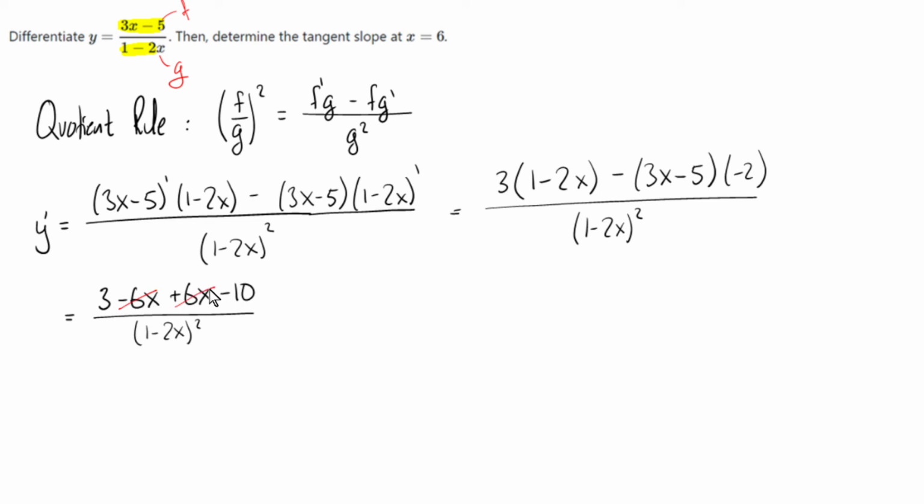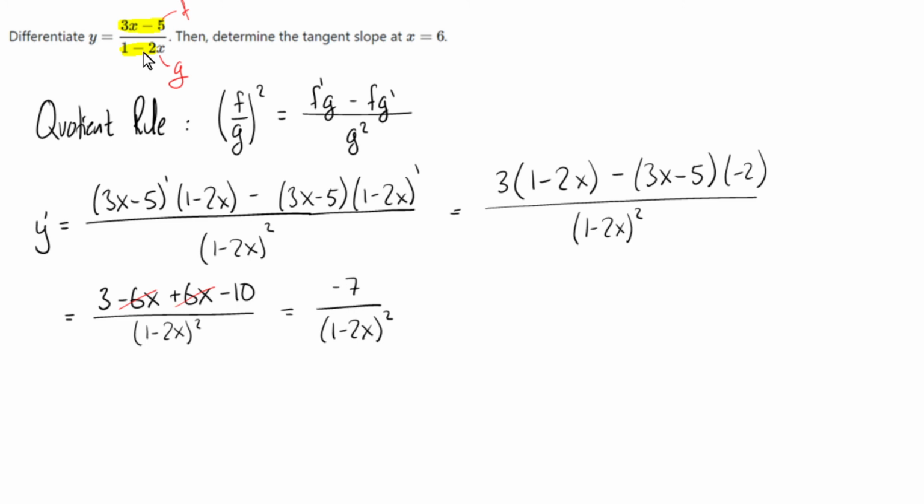Negative 6x plus 6x just cancels out. And then in the numerator, we now have 3 minus 10, which is negative 7, over (1 minus 2x) squared. So this is the derivative of that function.